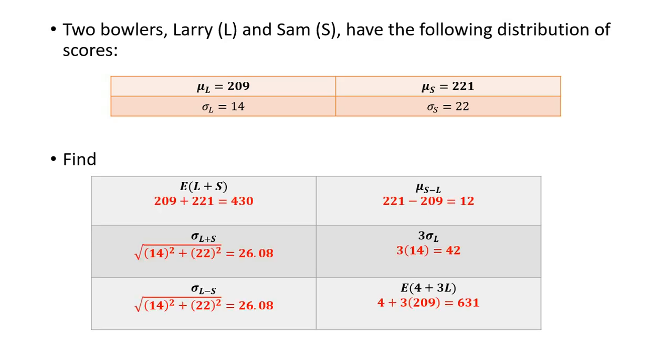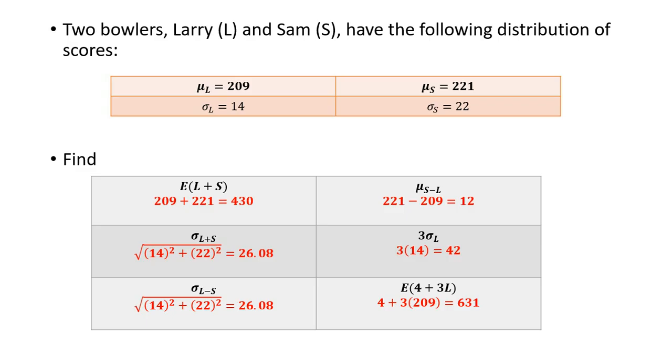Let's look at all these. The first one, the expected value of L plus S, we were just adding them together. So you're basically asking what's the expected score of both Larry and Sam combined, which is that. The next one is asking what is the average difference between their scores, between Sam's and Larry's, which should be 12, because it'd be 221 minus 209.